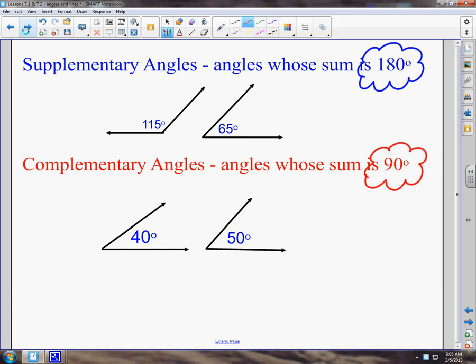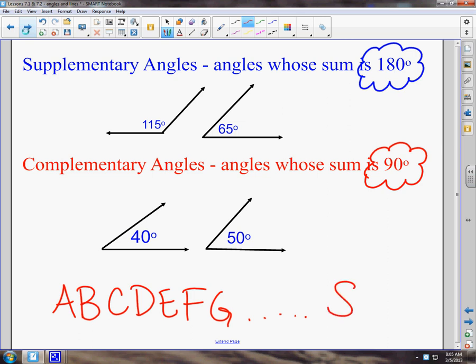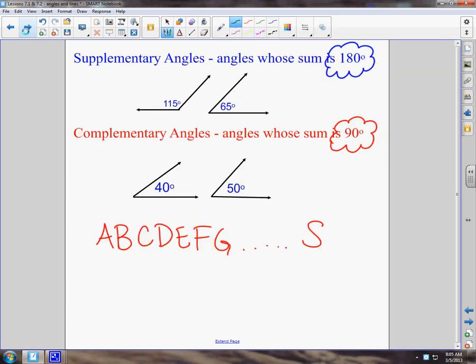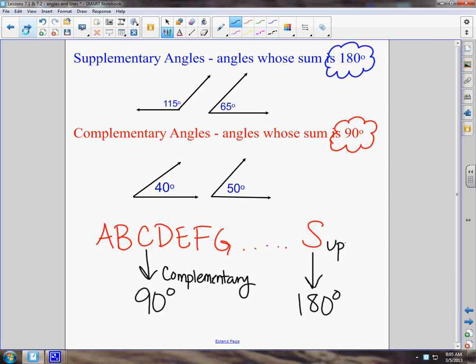So you know when you're doing the alphabet, A, B, C, D, E, F, G, okay, and so on. I always remember this. You have to have memory tricks, okay? C is early in the alphabet. It's at the beginning of the alphabet, and those add up to 90. S is towards the end of the alphabet, and it's longer, greater, so that adds up to 180. So C stands for complementary angles, and S stands for supplementary angles.